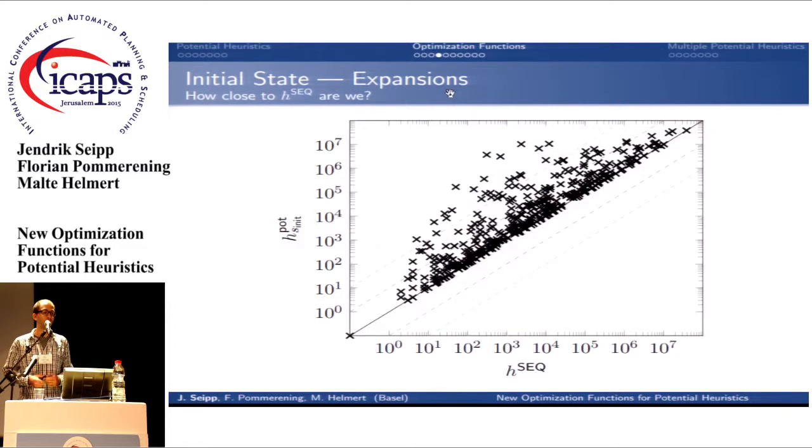So this is a scatter plot of the expansions made by these 2 heuristics. We have the state equation heuristic here, and the potential heuristic that is optimized for the initial state over here. And obviously there's no point below here because the state equation heuristic is an upper bound. And we can see that there's lots of room for improvement. There sometimes are orders of magnitude between the numbers of expansions between the 2 heuristics.